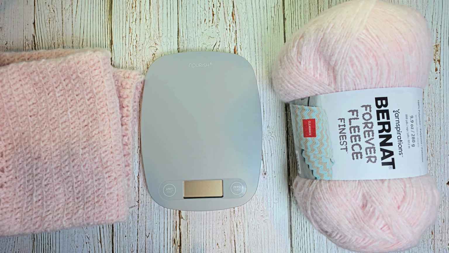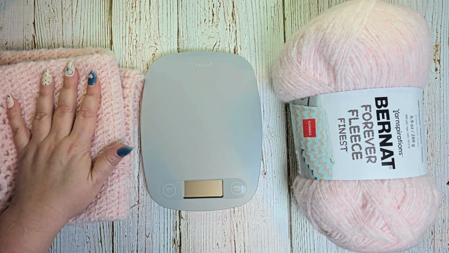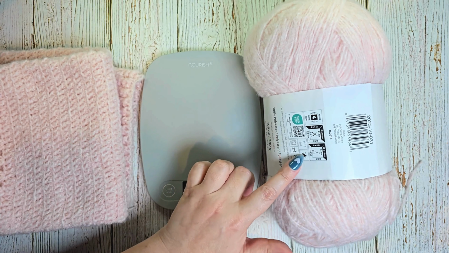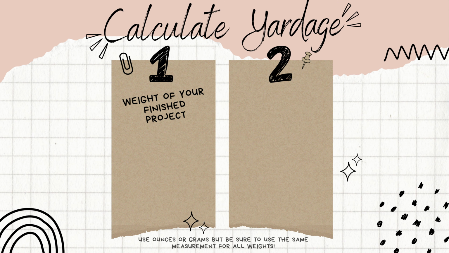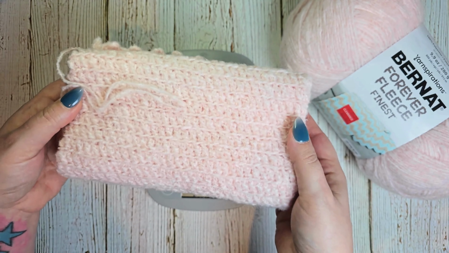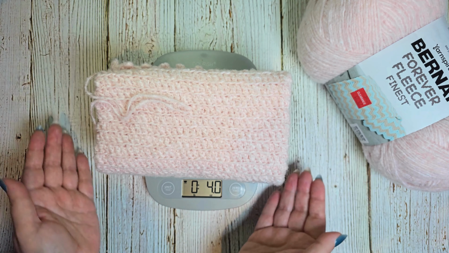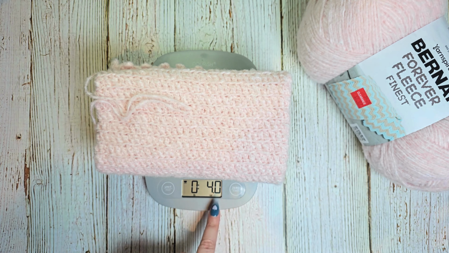The information that you will need to do this is the weight of your finished project and the yardage and weight of one full skein of the yarn you used. The first number I need to figure out how many yards I used is the weight of my finished project. So I have these leg warmers that I just finished up. I'm going to place them on the scale, and we want to make sure they're entirely on the scale, nothing's hanging off, and all of the weight is on the scale. And they weigh exactly 4 ounces.